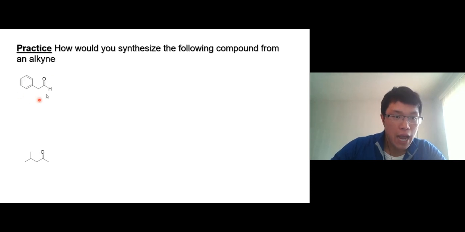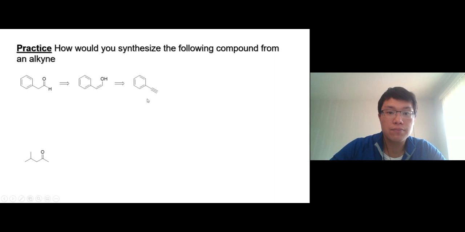Can you see that this is a tautomerization product from this enol? If this were a triple bond, this OH is attached to the least substituted carbon. This is the anti-Markovnikov product, right? So this reaction is going to come from the triple bond right there. Does it make sense?